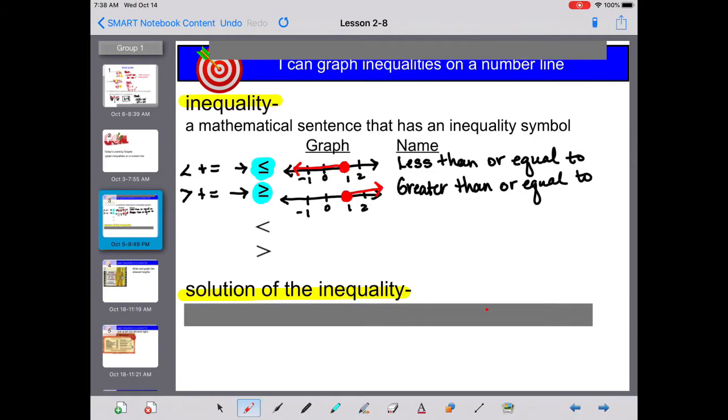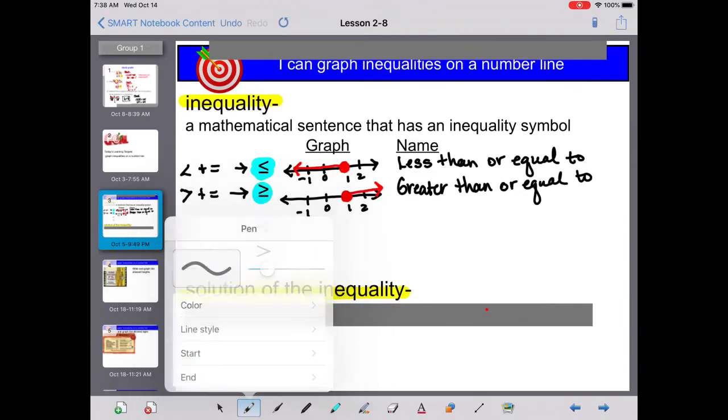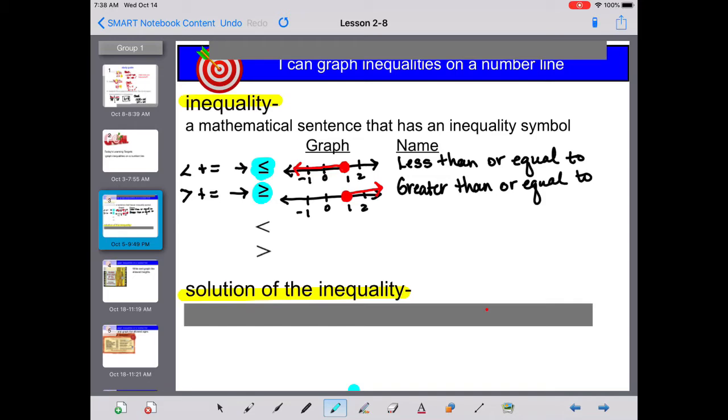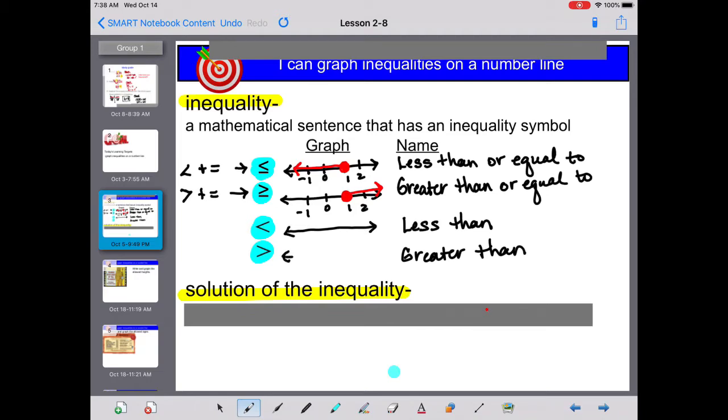The next ones you're familiar with already. This sign right here is my less than sign. And this sign is my greater than sign. So what would that look like on a graph? If I was going to graph numbers, we'll just go back with using 1 like we did up in the first examples.